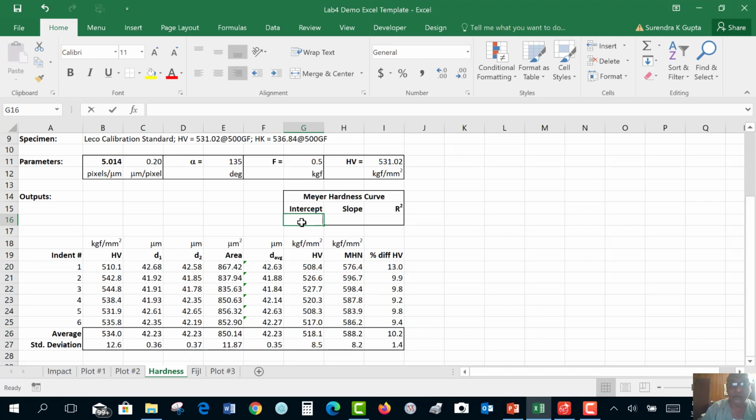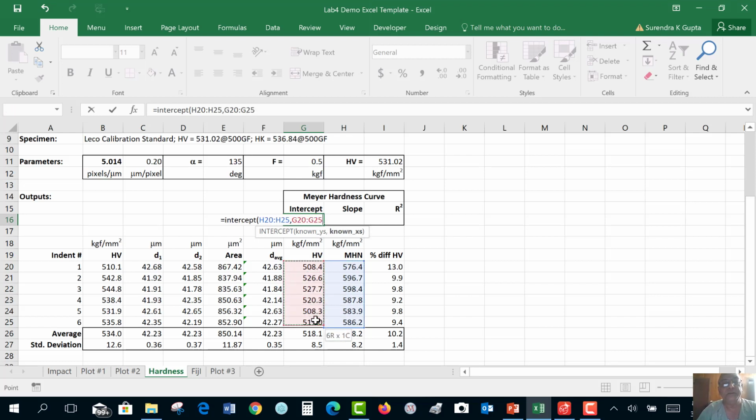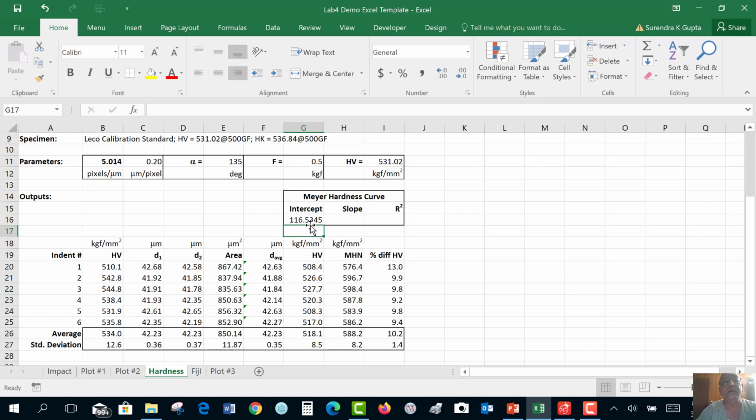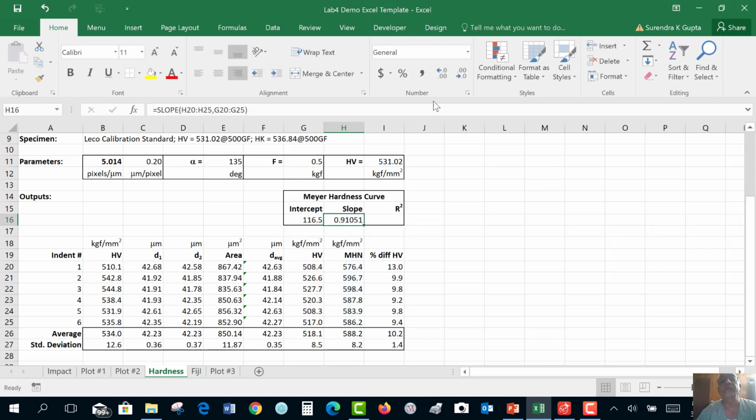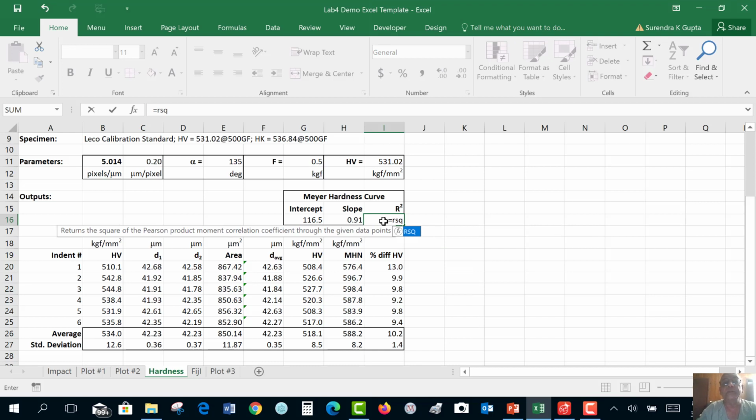All right, so since it is difficult to import from graphical object, just like we did in the last lab, we are going to calculate intercept. So y values, comma x values. Okay. Slope, y, comma x values. And R square, y, comma x values.